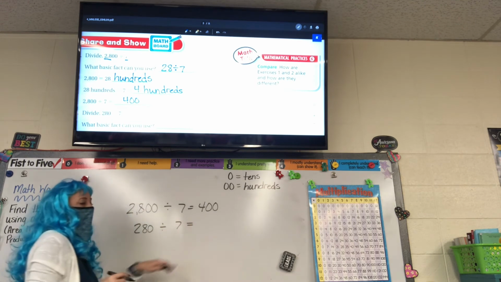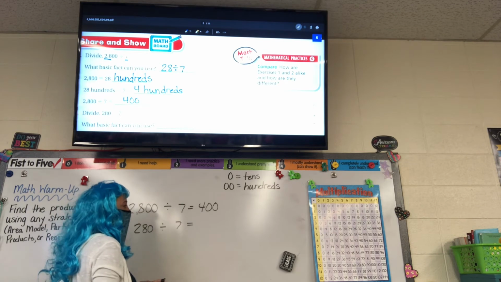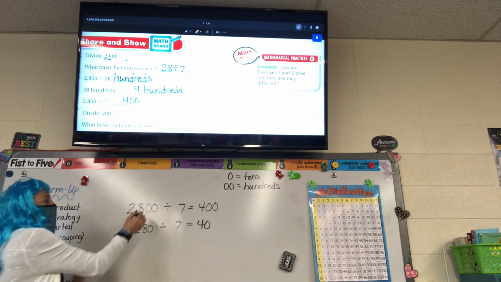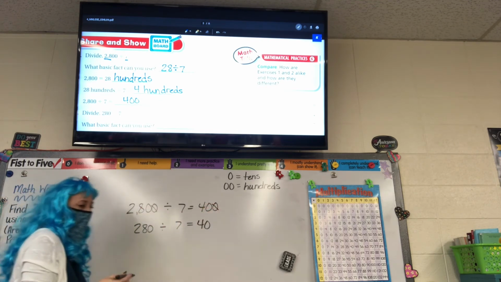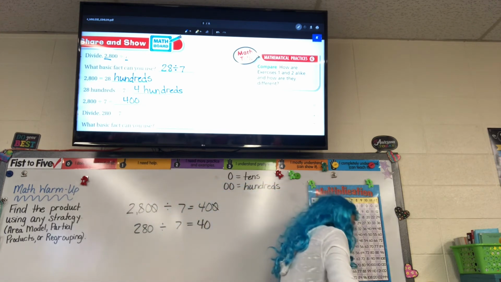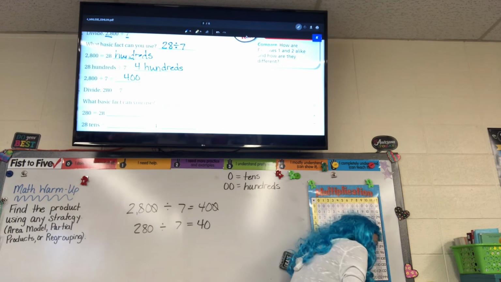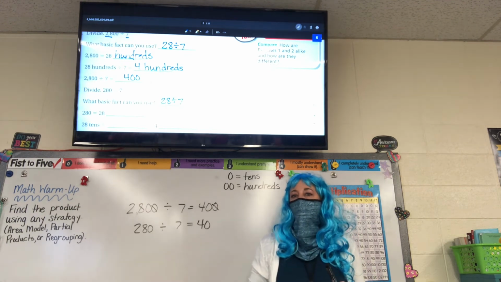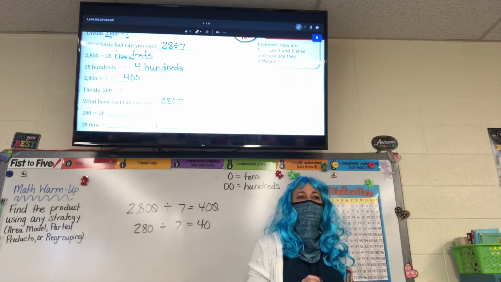Okay, so what do you think our answer will be? 40. You're right. So I give myself a point. Because if we cross 1 zero off here, we have to cross it off here. Okay? So, what basic fact can we use? The same one we used up above, 28 divided by 7. 280 is 28 what? 10.